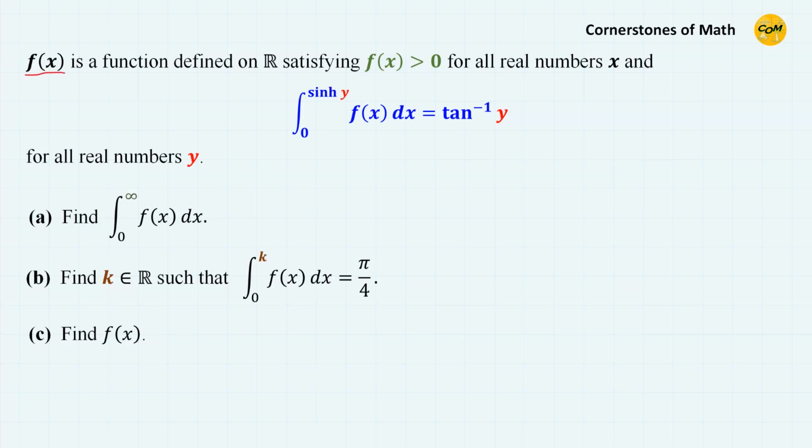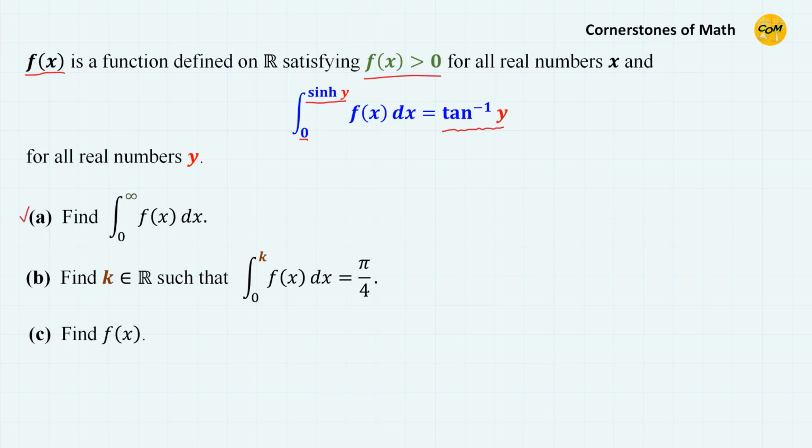f(x) is a function defined on the set of real numbers, satisfying f(x) is positive for all real numbers x, and the integral of f(x) from 0 to hyperbolic sine y is equal to inverse tangent of y for all real numbers y. Okay, that is an interesting relation.